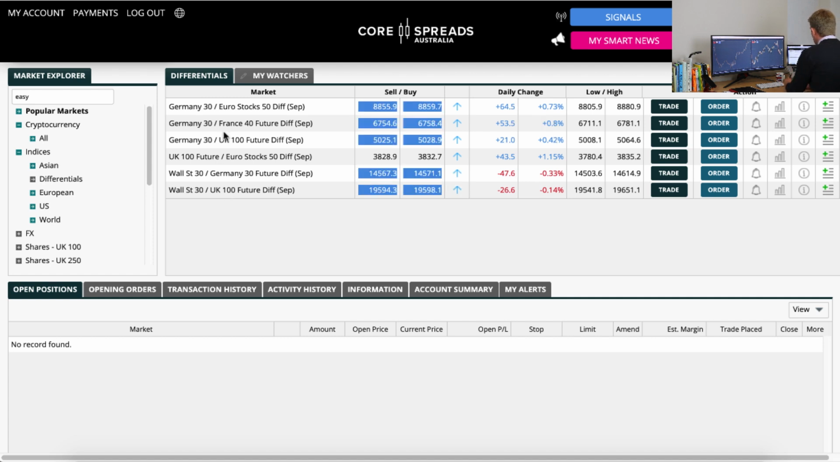So they're offering German 30 and EURO STOXX 50, German 30 and France 40, so the CAC and DAX, and the DAX and FTSE, so the UK 100 is the equivalent of the FTSE, UK 100 and EURO STOXX differential, Wall Street 30 and German 30, so that's the Dow and the DAX, and then the Dow and the FTSE. So good selection here. And what you can see now, guys, is that you can take a position based on the differential without having to open 2 tickets.